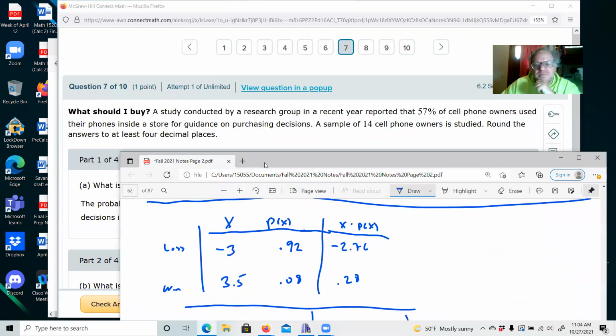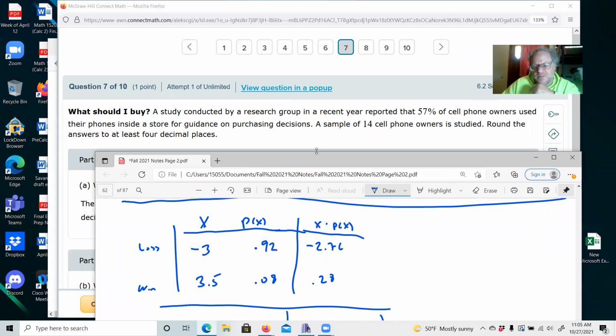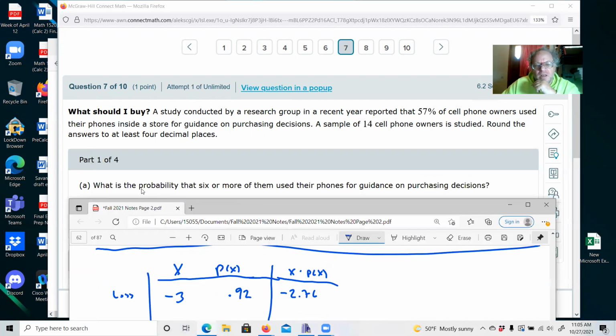Okay, study conducted. 57% of cell phone users use their phones inside of a store for guidance on purchasing decisions. Okay, either reading reviews, looking for other prices, whatever. We have a sample of 14 cell phone owners. Round answers to at least 4 decimal places. Same deal. What is the probability that 6 or more of them use their phones on purchasing decisions?